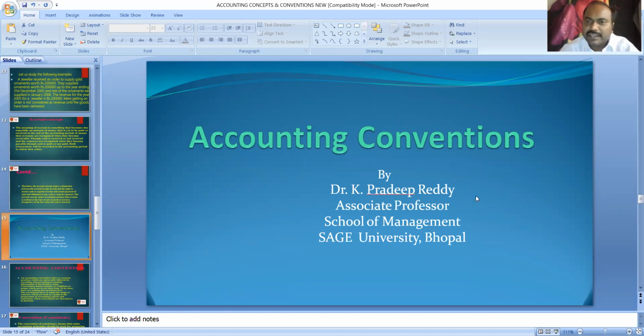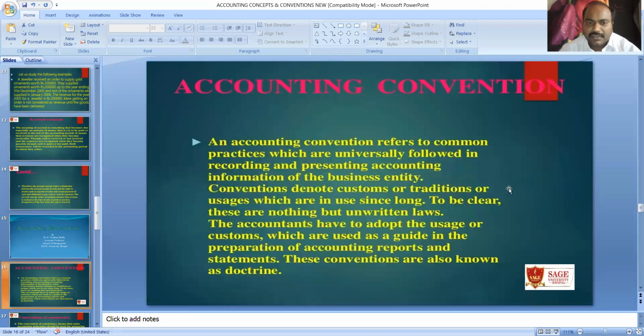So, what are accounting conventions? An accounting convention refers to common practices which are universally followed in recording and presenting accounting information of the business entity, and conventions denote customs or traditions or usages which are in use since long.